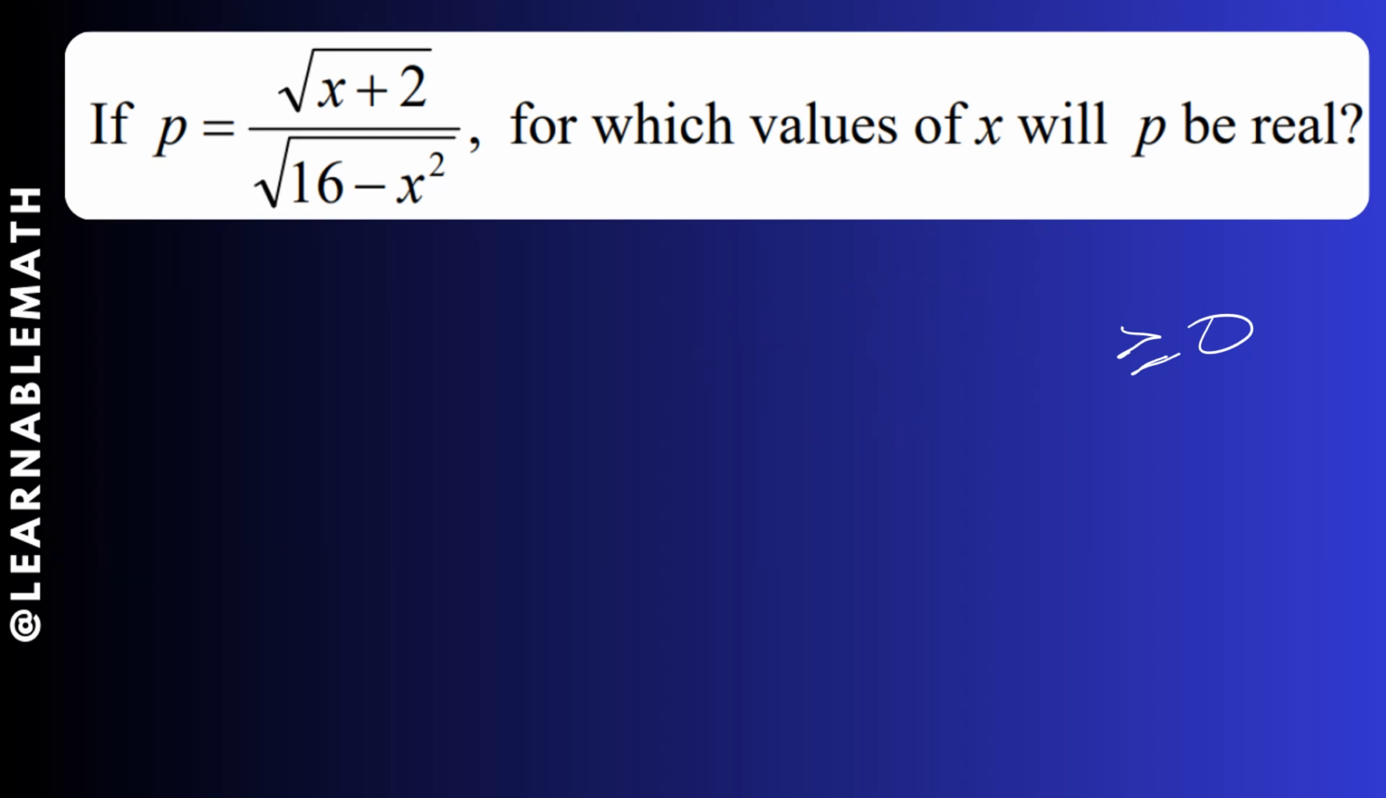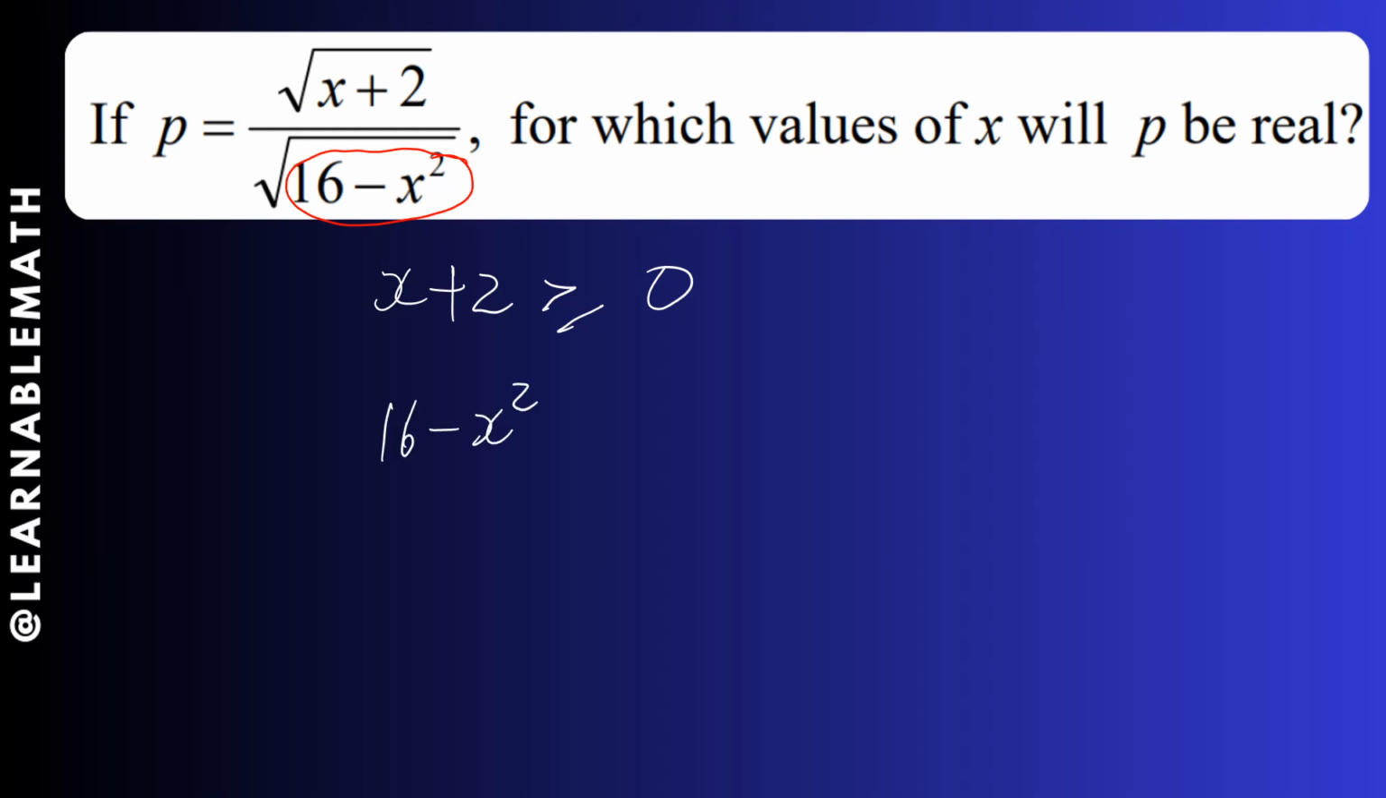But we have to be a little bit careful here, because we have a fraction. In this fraction, on top, obviously this must be greater than or equal to 0. In other words, for this to be real, x plus 2 must be greater than or equal to 0. But when we go to the bottom, we have to be a bit extra careful. Let me write it: 16 minus x squared. We are saying it must be positive, that is, greater than or equal to 0.